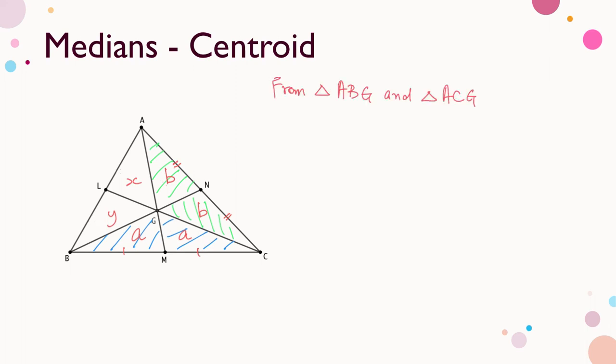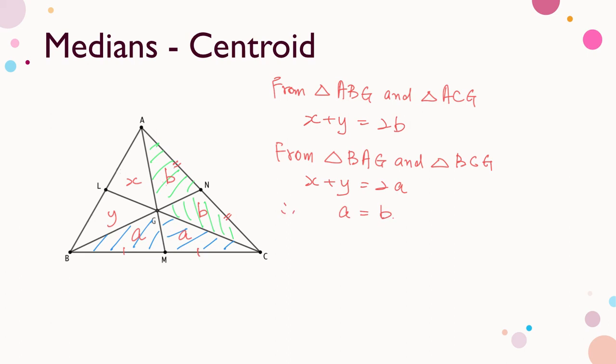Consider triangle ABG and triangle ACG. Since M is the midpoint, the triangles have the same base and equal height, and thus we have X plus Y equals 2B. Similarly, for triangle BAG and triangle BCG, since N is the midpoint, we have X plus Y equals 2A. Thus, A equals B.